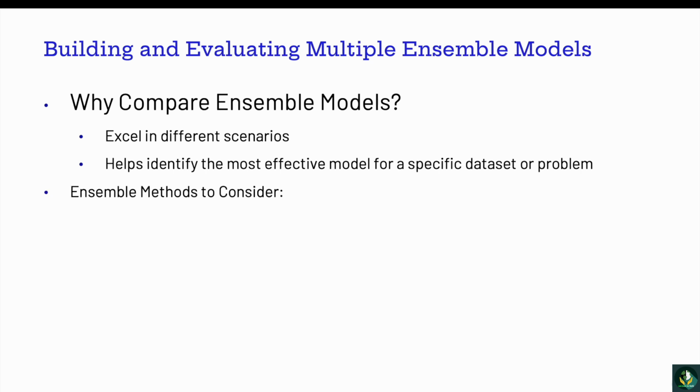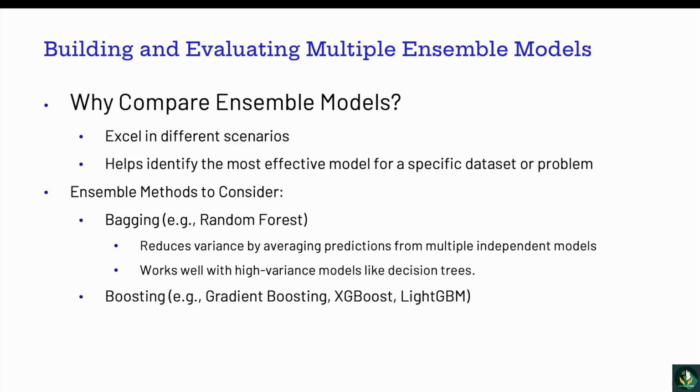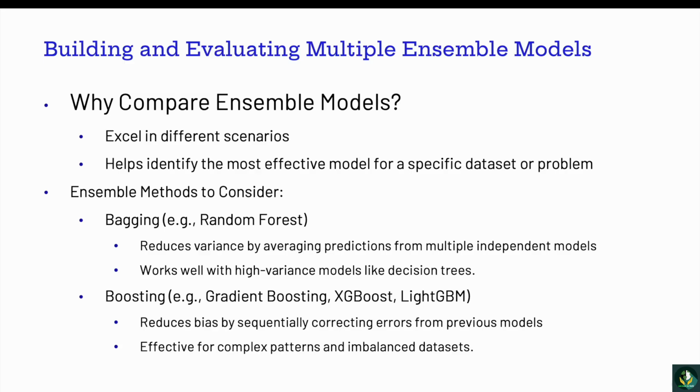Ensemble methods to consider are: first is bagging, which is random forest. It reduces variance by averaging predictions from multiple independent models, and works well with high variance models like decision trees. Then we have boosting. Examples are gradient boosting, XGBoost, and LightGBM. It reduces bias by sequentially correcting errors from the previous models. Effective for complex patterns and imbalanced datasets.